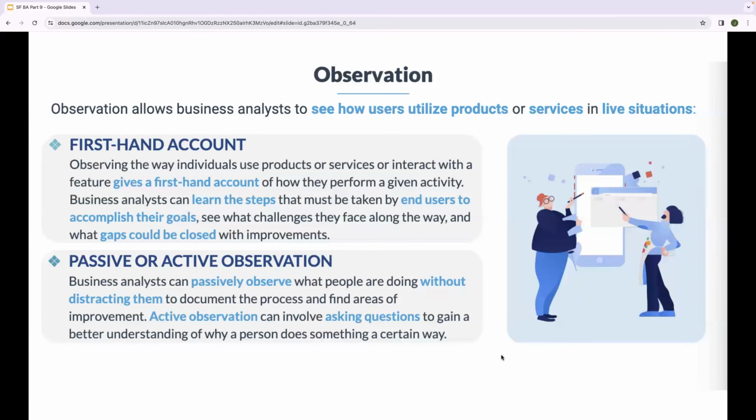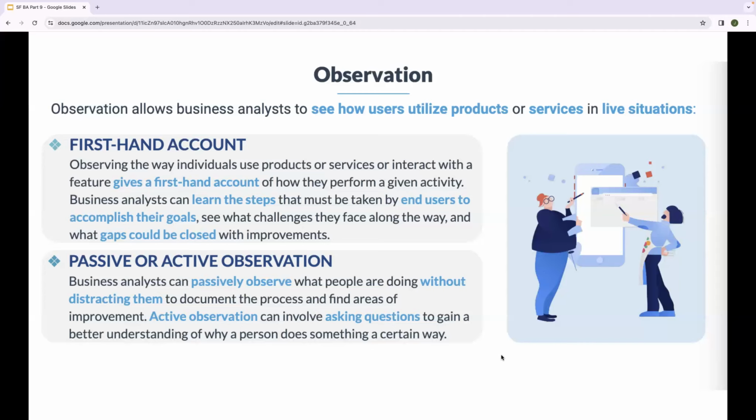Observation. Observation allows business analysts to see how users utilize the products or services in a live situation. First-hand account. Observing the way individuals use a product or service or interact with a feature gives a first-hand account of how they perform a given activity. Business analysts can learn the steps that must be taken by the end user to accomplish their goal, see what challenges they face along the way, and what gaps could be closed with the improvement.